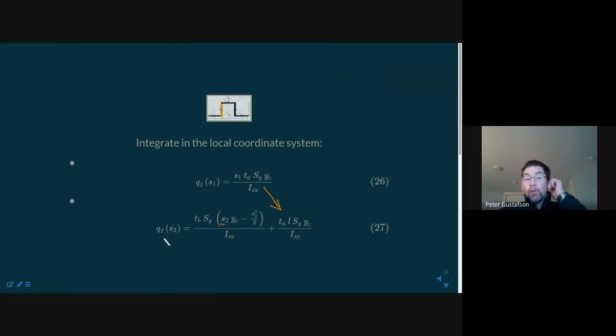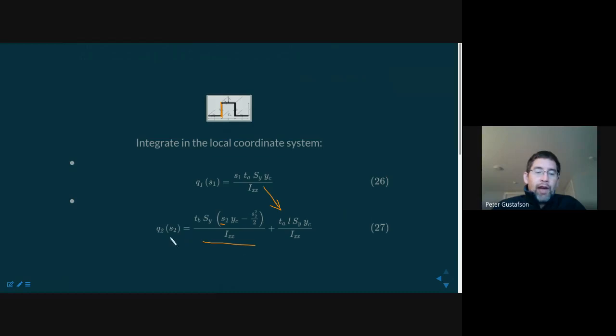Okay, so again, what have we done? We integrated once with respect to S2. It was a linear function of S2, so now we get a quadratic result, and this is the outcome. We integrate the next segment.